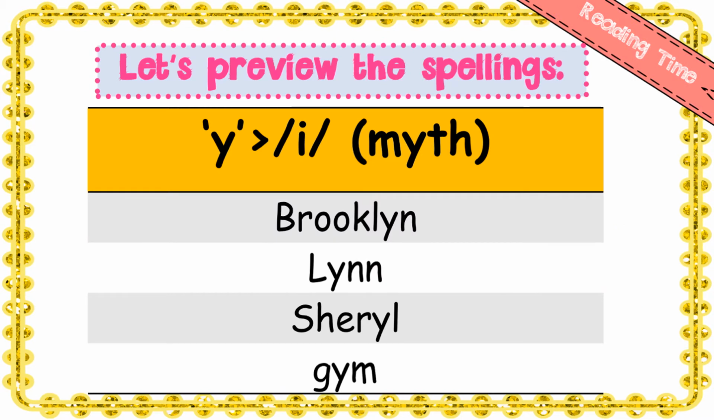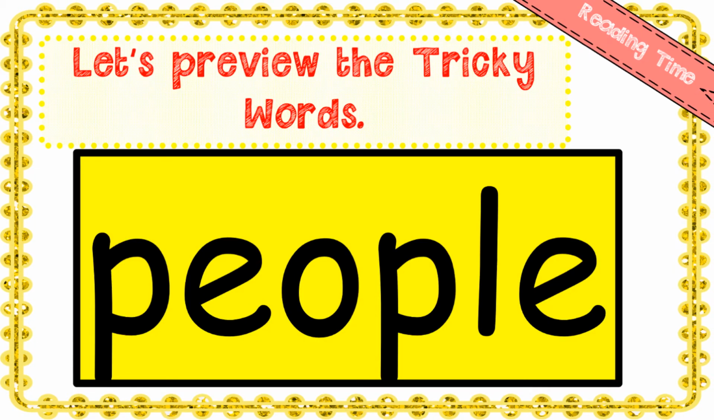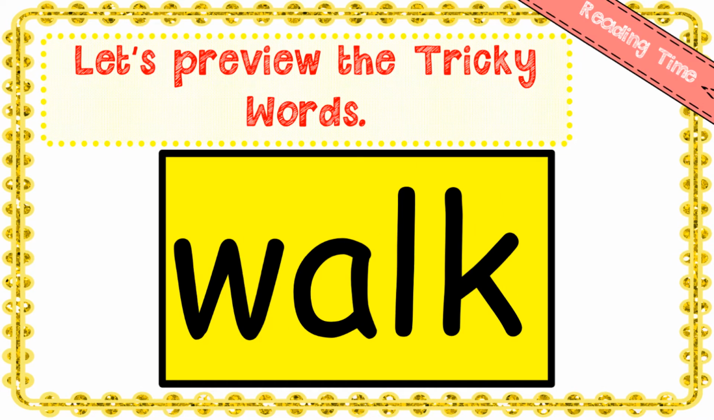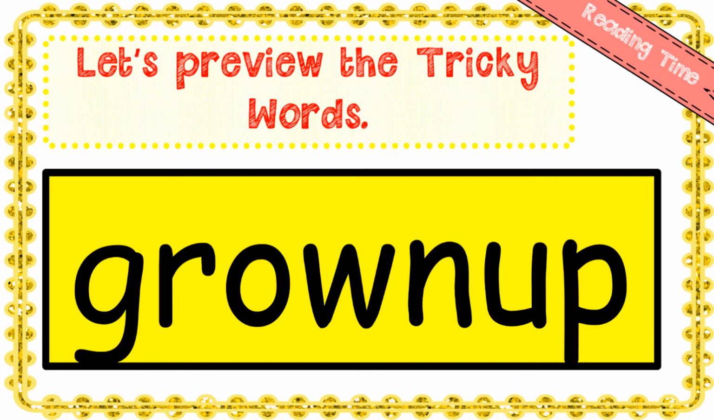Let's review a couple of words that you're going to see in the story. Now your Y in the middle of a word, don't forget it says I. So let's read these words that you'll see in your story. Brooklyn, Lynn, Cheryl, Jim. Let's preview the tricky words that you're going to see. People, walk, grown up.